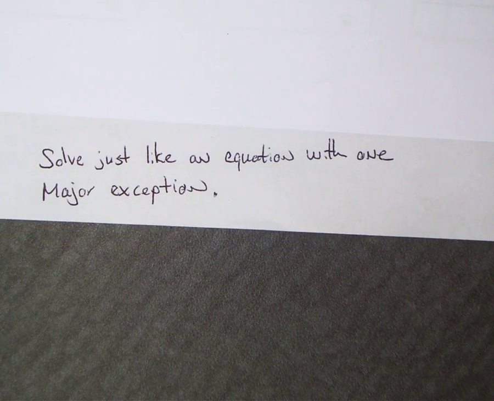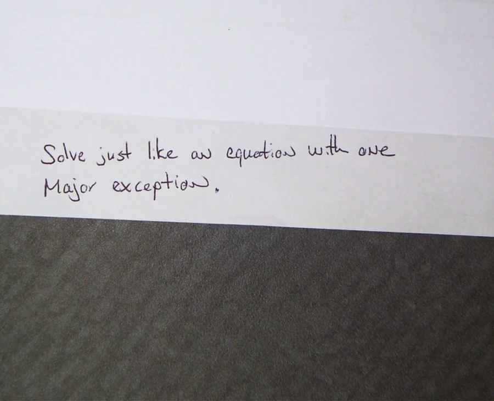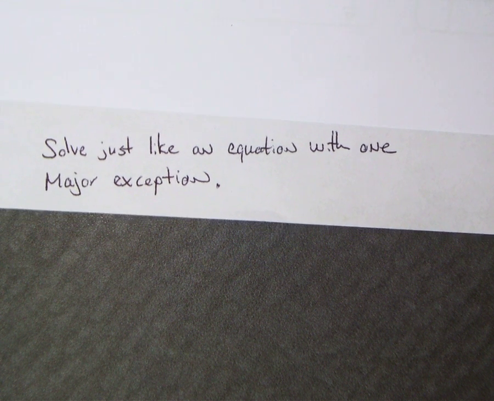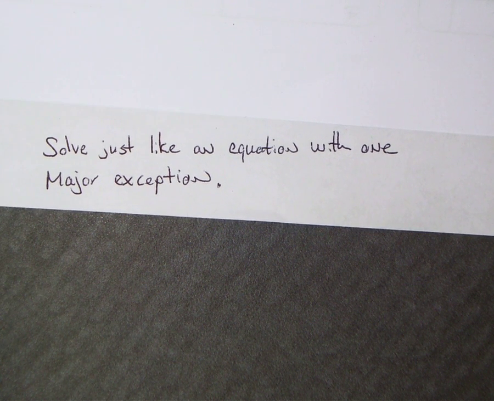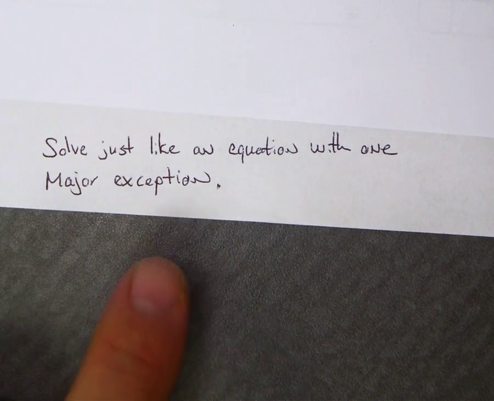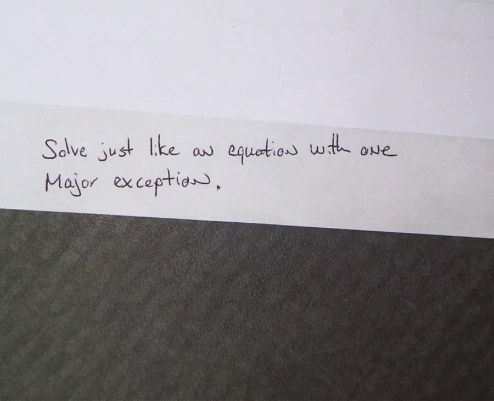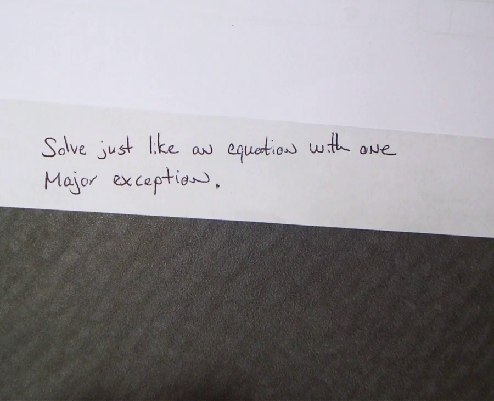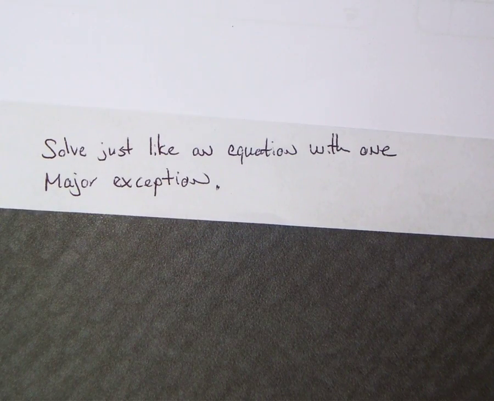The one thing that you really need to make sure that you understand, and you might want to write this on the side of your paper like I have, is: solve just like an equation with one major exception, and we'll talk about that exception in a minute. Solve just like an equation. So if you're great with solving equations, this is very, very similar. Just one little exception, and we're also going to graph.